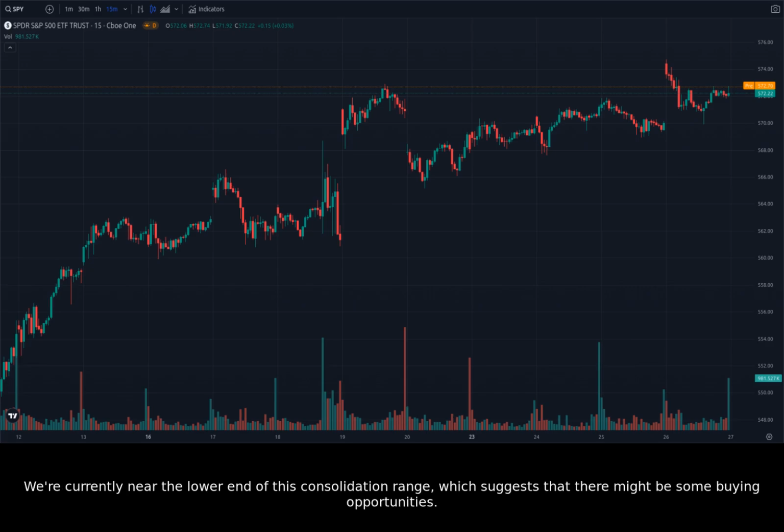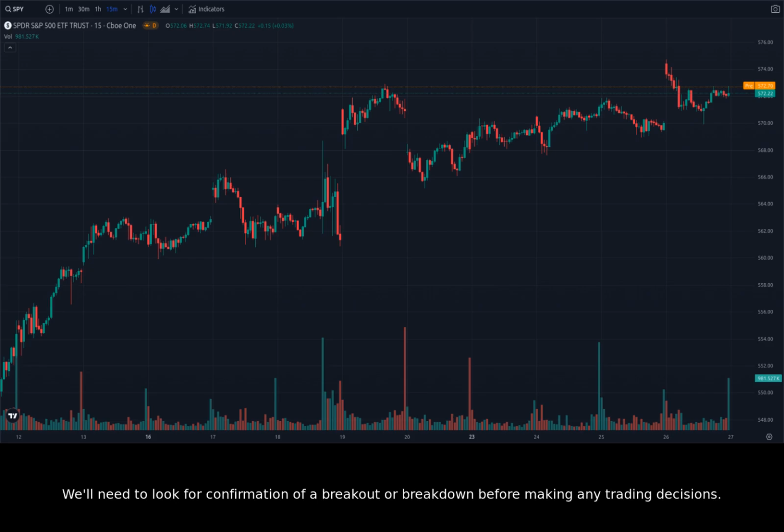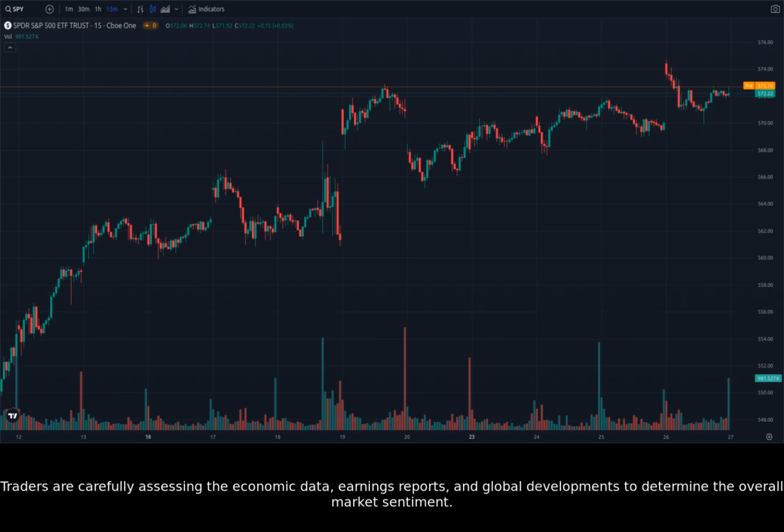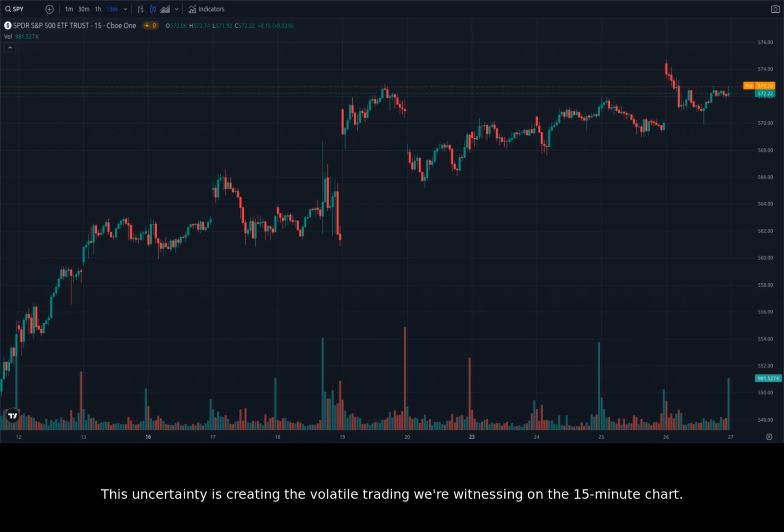We're currently near the lower end of this consolidation range, which suggests that there might be some buying opportunities. However, it's important to exercise caution, as the market could also break down from this range if the selling pressure intensifies. We'll need to look for confirmation of a breakout or breakdown before making any trading decisions. The news and events we discussed earlier are likely influencing this choppy price action. Traders are carefully assessing the economic data, earnings reports, and global developments to determine the overall market sentiment. This uncertainty is creating the volatile trading we're witnessing on the 15-minute chart.